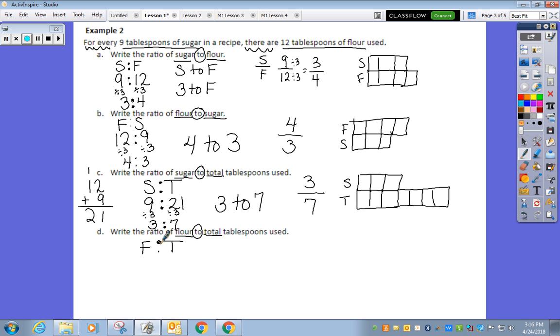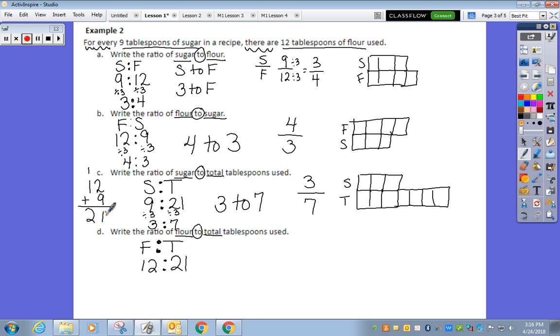I also, I didn't say this, but I've been doing it the whole time. I like to label my ratios first before I actually put in the numbers. So I'm doing flour to total, or F to T. For flour, it was 12. For the total, it was 21.